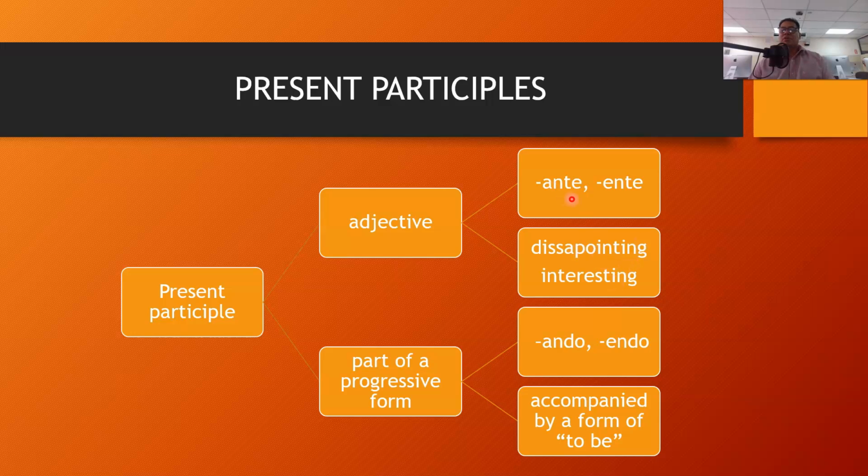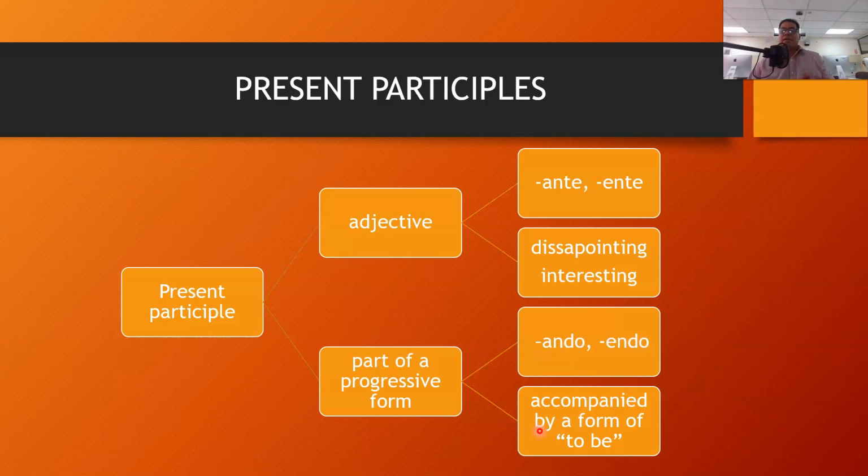Disappointing, decepcionante. Interesting, interesante. Again, these are not the only possibilities to show that the ing word is an adjective, but at least it gives you some idea of identifying these as adjectives. The other possibility of analysis for a present participle is that the present participle is part of a progressive form. And now it takes the meaning of the progressive ando, endo, right?